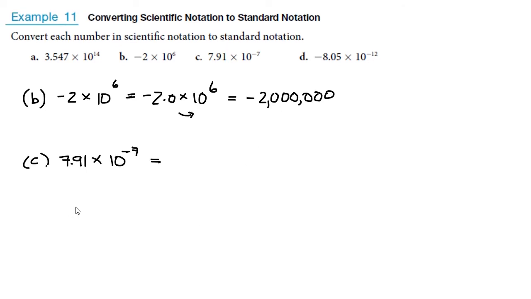Now in part C, I have 7.91 times 10 to the -7. So I know this is a small number because the exponent on 10 is negative. And I have to take this decimal place after 7 and move it back 7 places. So that's going to give me 0.000000791, and that's my very small number.